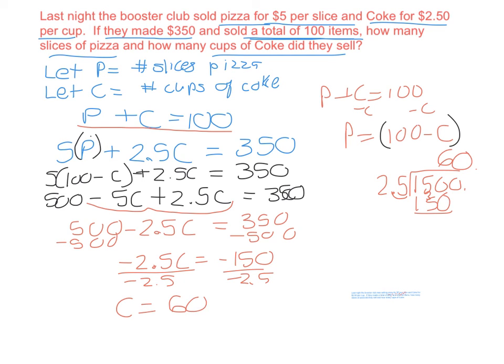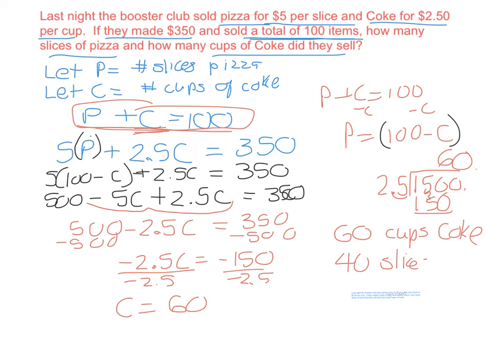So that means they sold 60 cups of Coke. I'm going to go back to this equation, and because they sold 60 cups of Coke, I could substitute in and get the pizza. So I have to answer the question. They sold 60 cups of Coke and 40 slices of pizza.